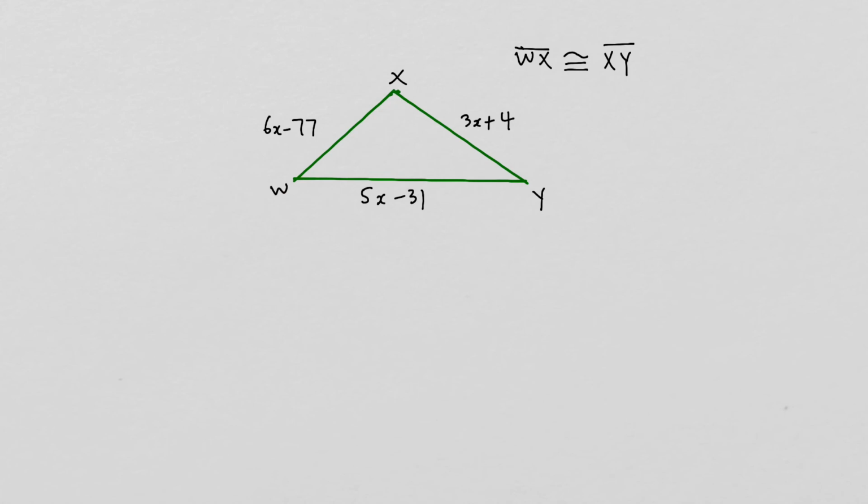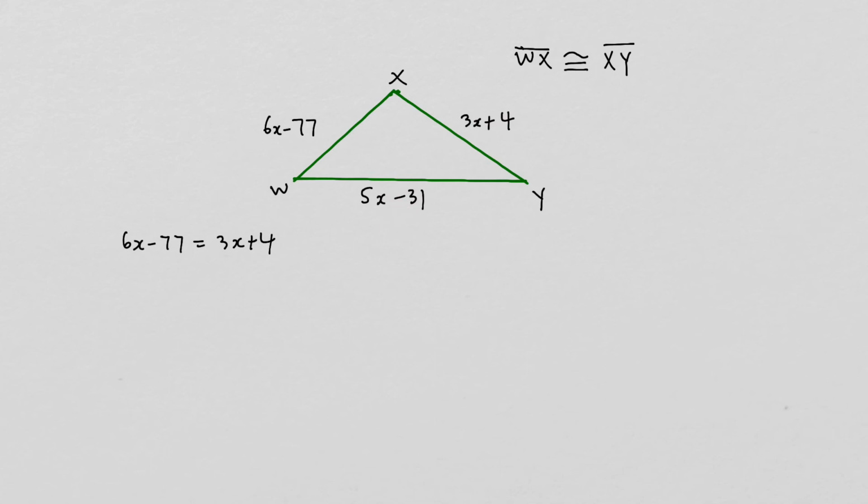The first thing we want to do is take advantage of the fact that this is an isosceles triangle. So these two sides are equal, which means we're going to set this expression equal to this expression. So we have 6x minus 77 is equal to 3x plus 4. We're going to solve for x, and then once we have the x value, we can substitute that value into each of these x's to solve for the length of each side of the triangle.